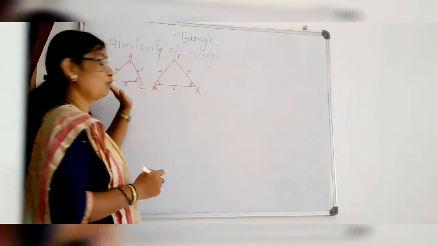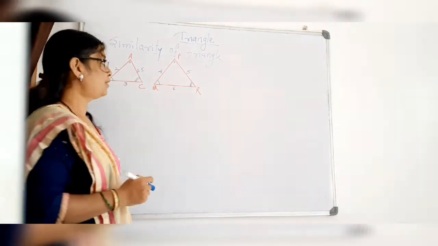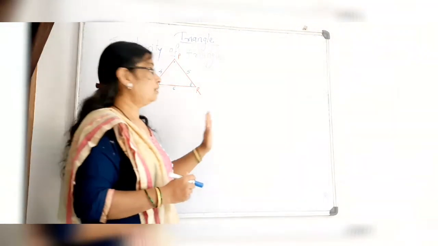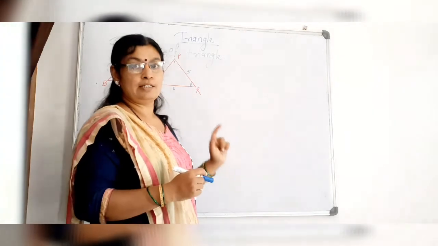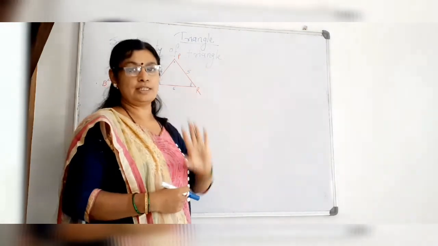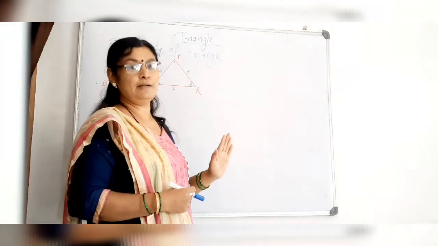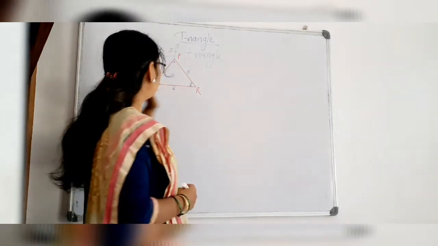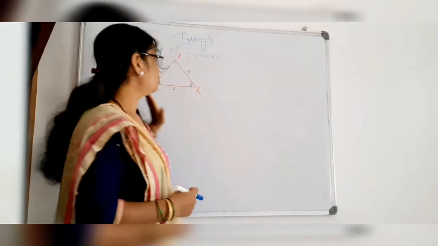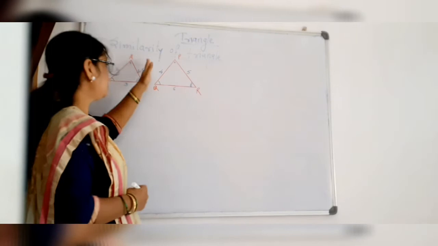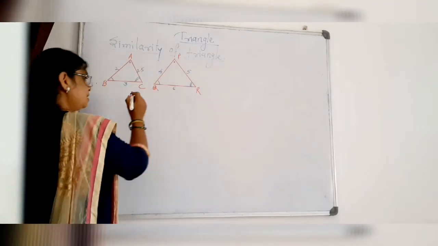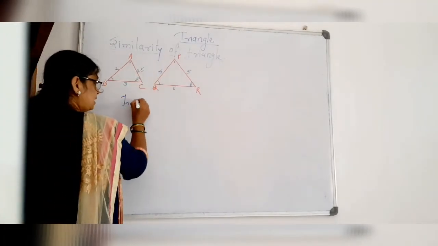Now see here, what is meant by similarity of triangles. We have already learned what is meant by congruent triangles. Congruent triangles means all the three sides and all the three angles are congruent. Now what is meant by similarity of triangles? It is the most important topic, students. Similarity of triangles. Now see here, in similarity of triangles, two triangles are given.